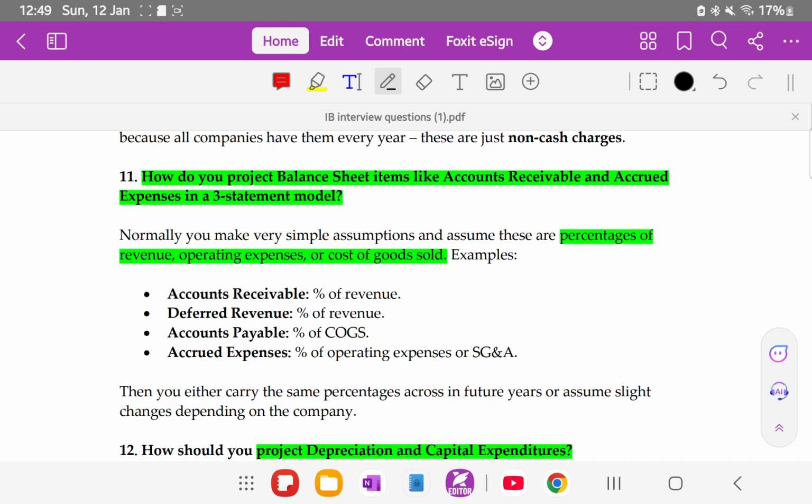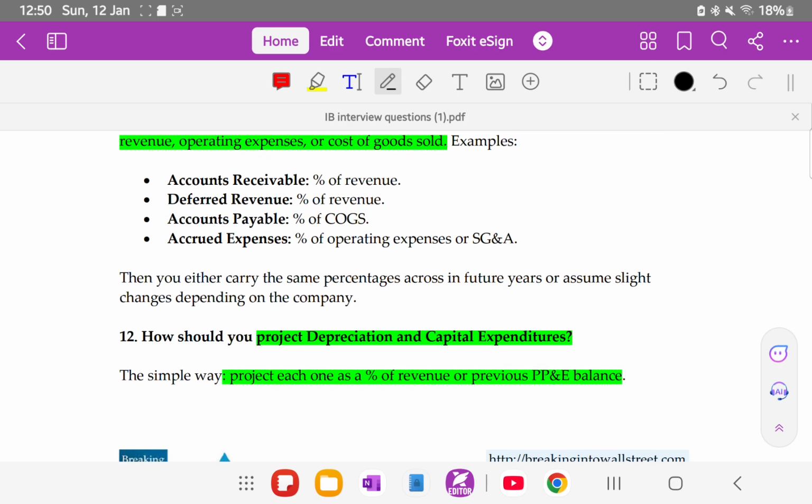Next is how do we project balance sheet items like accounts receivable and accrued expenses in a three statement model. Normally you make very simple assumptions and assume these are a percentage of revenue, operating expenses, or cost of goods sold. Accounts receivable is a percentage of revenue. Deferred revenue is a percentage of revenue. Accounts payable is a percentage of COGS. Accrued expenses are a percentage of operating expenses or SG&A. Then you either carry the same percentage across in the future, or assume a slight change depending on the company.